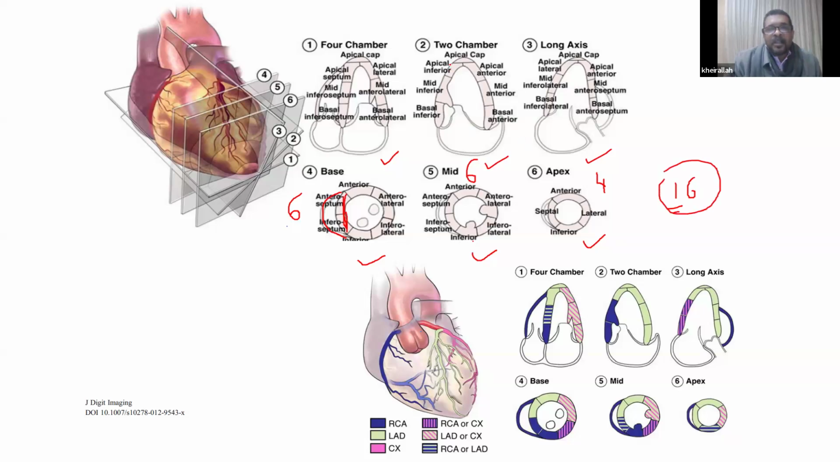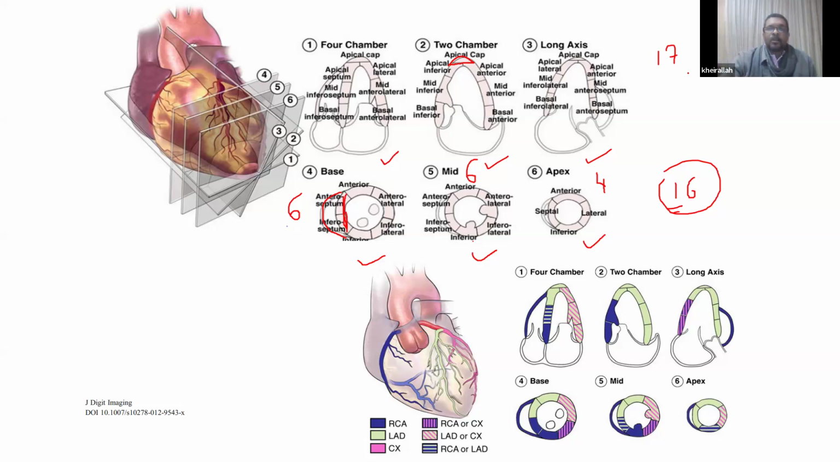17th segment is this one. Look at this one, the apical cap, the very distal part of the apex, which is not seen here. You see it if you go further down, down, down, until you obliterate any cavity and you see a solid segment like this. So it's better seen in the apical window than in the short axis. This is the 17 segments, which is adopted by all cardiac authorities everywhere.